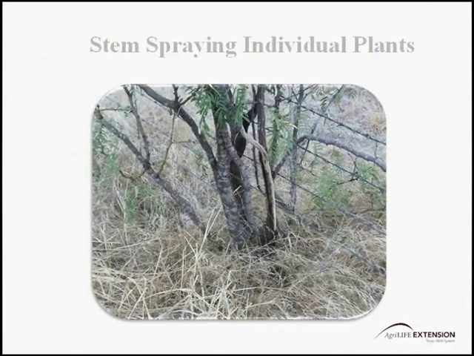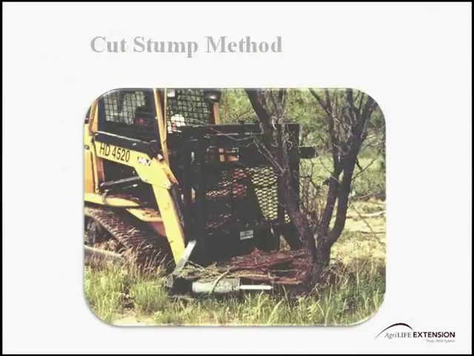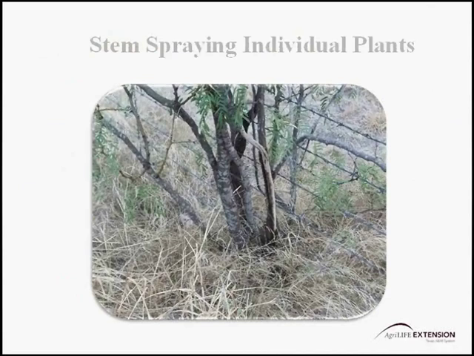Okay, stem spraying individual plants. This is also called the basal application method. So what you're going to do is you mix up your mix and you're going to spray around the bottom. We'll talk in a minute about what mix you're going to use. But the important thing is to spray about 12 inches up and then all the way to the soil surface, all the way around that stem.